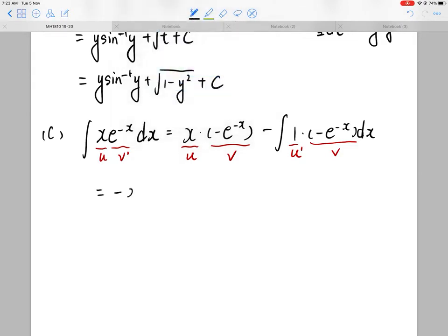So it's negative x e to the power of negative x plus this. Alright, so this is the answer.